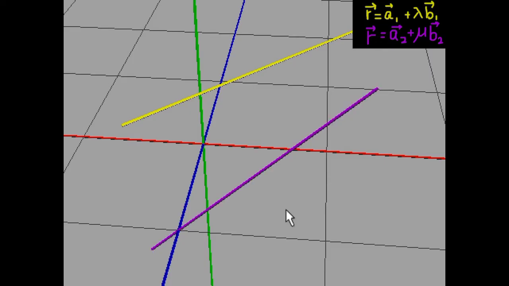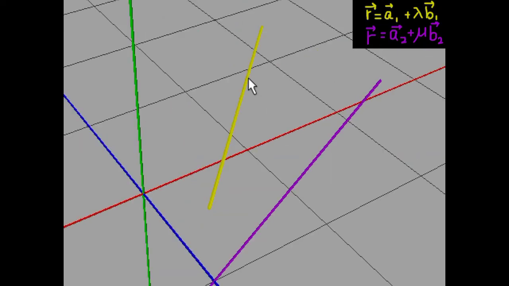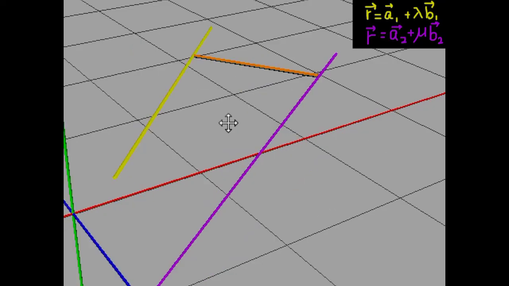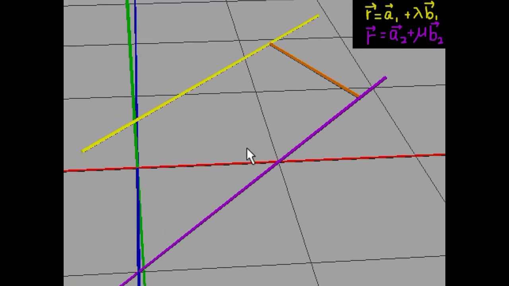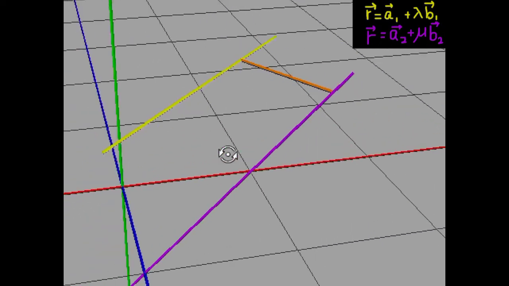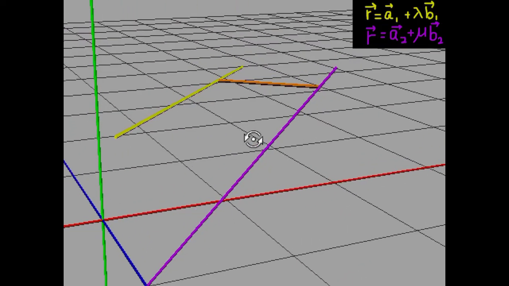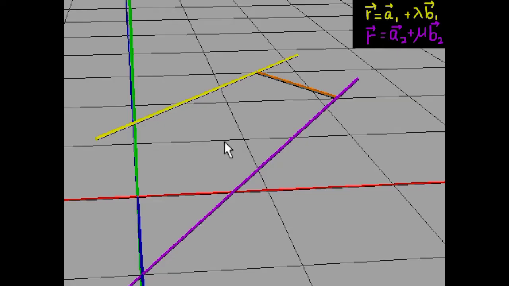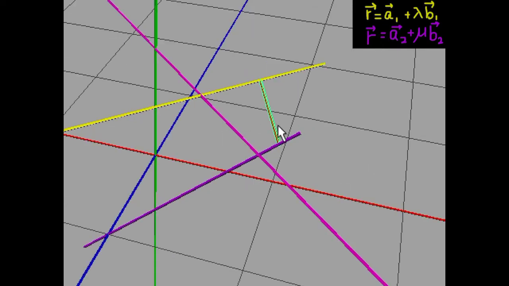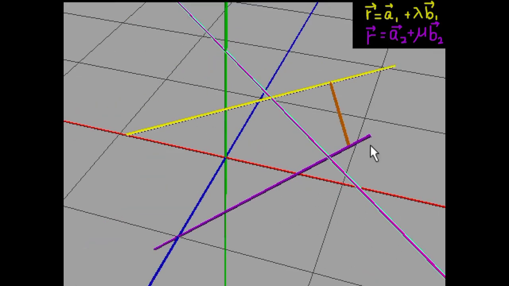If we take these two lines, the yellow line and the purple line, then the shortest distance between them is considered as a projection of a vector obtained by joining the two points a1 and a2. The equation of the yellow line is r vector equals a1 vector plus lambda b1 vector, and for the purple line the equation is r vector equals a2 vector plus mu b2 vector.